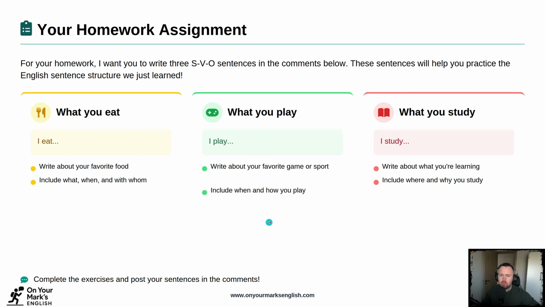And for homework, I want you to write 3 S.V.O. sentences in the comments below. These sentences will help you practice the English sentence structure we have just learned. So, what do you eat? Write about your favorite food. What do you play? Write about your favorite game or sport. And what do you study? Write about what you are learning.